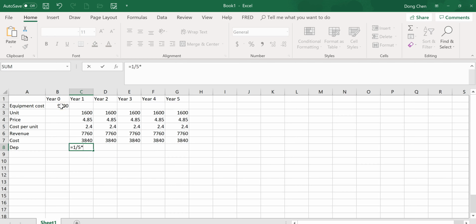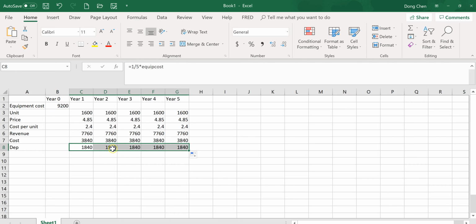So now if I click this, you see here it's equip cost. If I don't use a variable name for this cell, then it's just B2. And then later on, if I want to pull this all the way to the right, then the next year, year 2, will be C2 times 1 over 5.